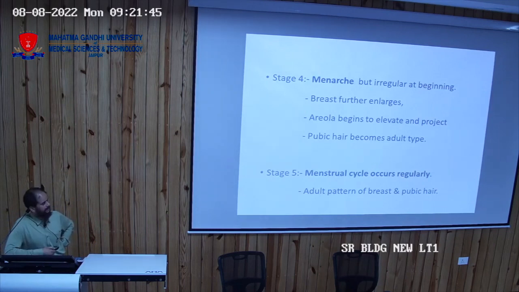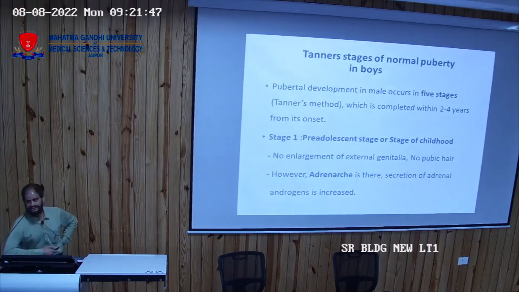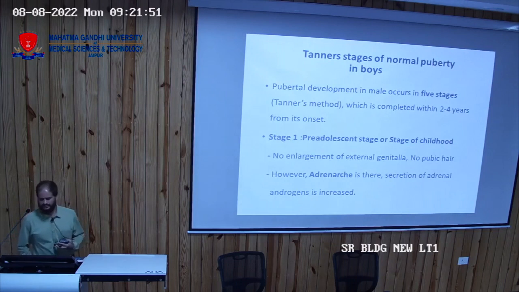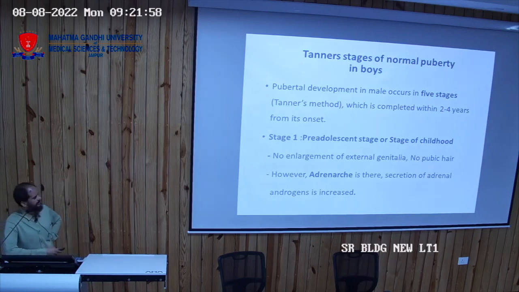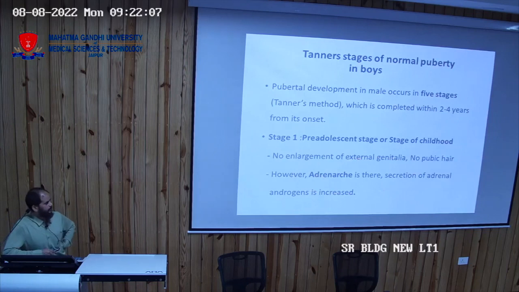So this is about the Tanner staging in girls. Then in boys, it is also in 5 stages. It is completed within 2 to 4 years. And stage 1, the same pre-adolescent stage or stage of childhood. In this also adrenarche occurs initially. No enlargement of external genitalia, no pubic hair, it is just starting now. But due to the increase in androgen secretion, adrenarche occurs.